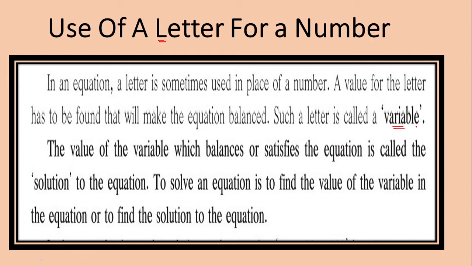Very important, children. Why did we use a letter? We used a letter in place of an unknown value, for the value which we did not know. And that letter, whichever we use in place of a number, is called a variable. Now, what is meant by variable? A variable means a value which is not fixed. Here, the variable will be the letter or the alphabet. The value of the variable which balances or satisfies the equation is called a solution to the equation.